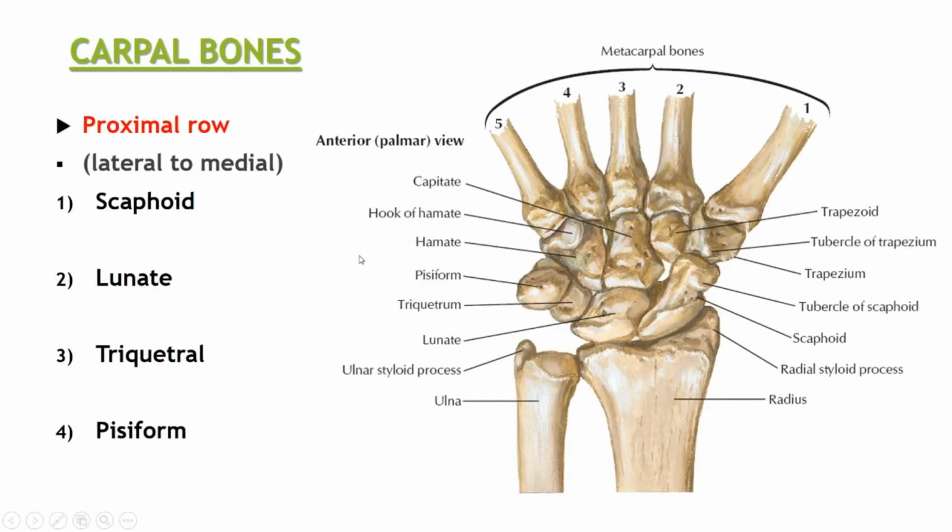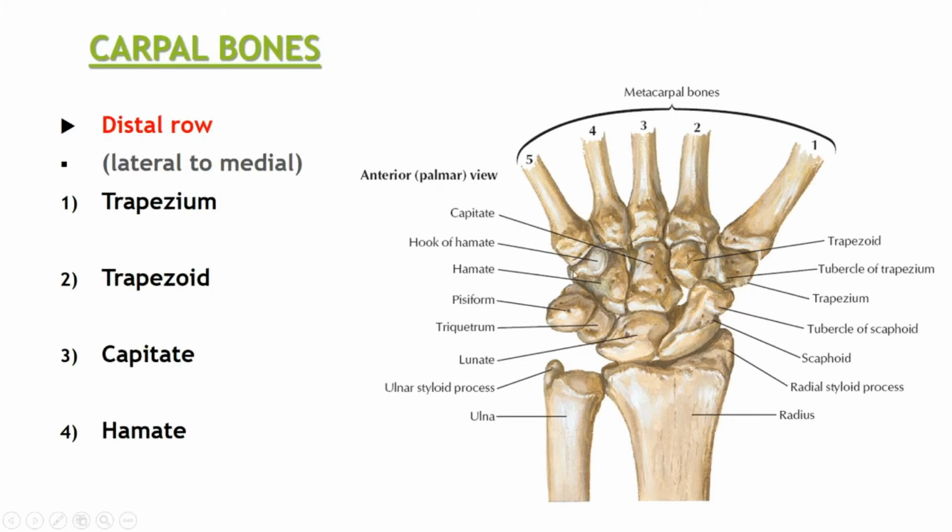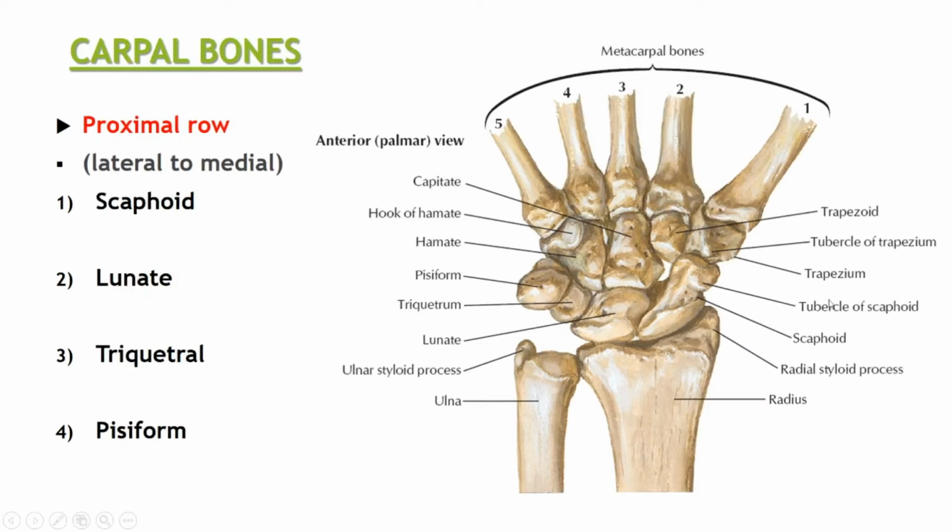Going with the first row, the proximal row, we have 4 bones, and they are the scaphoid, lunate, triquetrum, and pisiform. So these 4 bones are present in the proximal row. Again repeating: scaphoid, lunate, triquetrum, and pisiform.